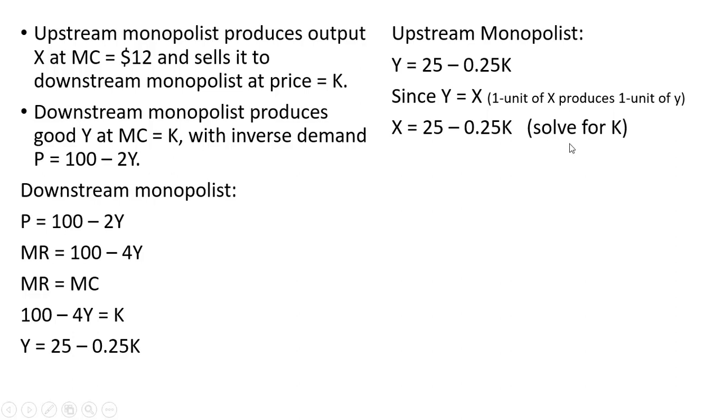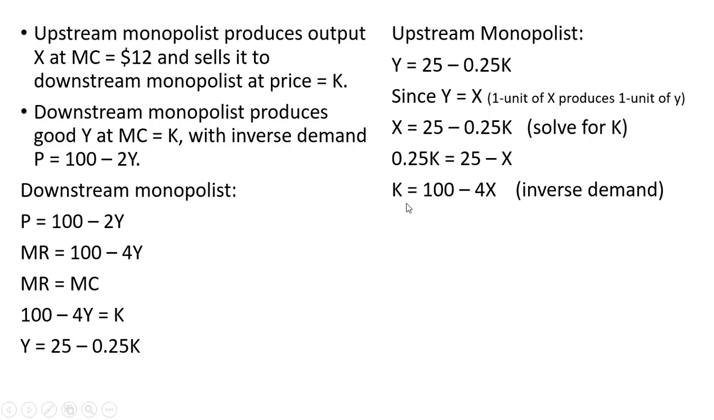We want to solve this for K, and basically what we're getting here is the inverse demand for good X. This is from the upstream monopolist's point of view. So solving this equation for K, moving some things around, dividing through by 0.25, K equals 100 minus 4X. And this is essentially the inverse demand for the upstream monopolist's input that it will sell to the downstream monopolist.